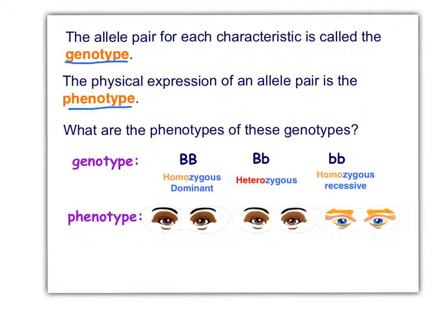So if we have a look at this for the example of eyes, we can see the genotype is big B.